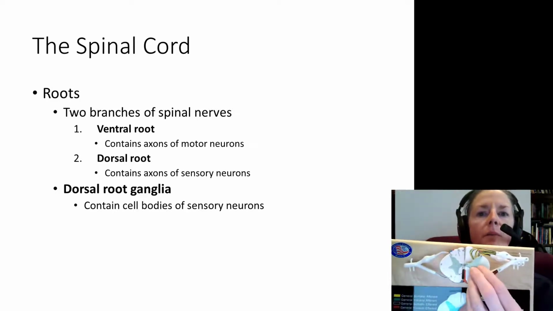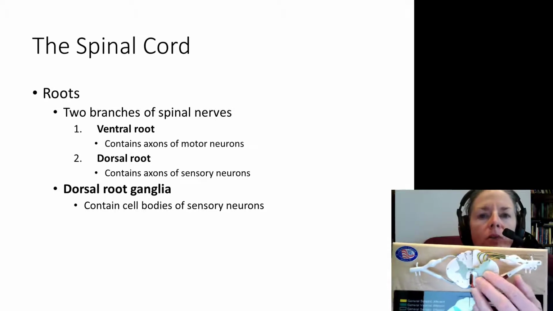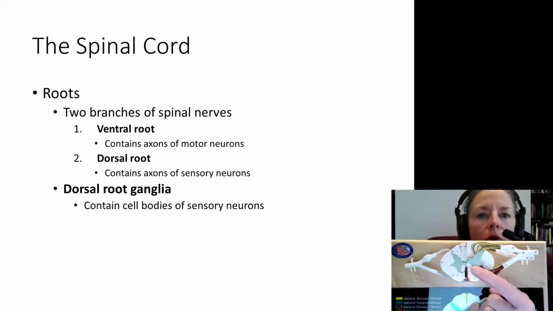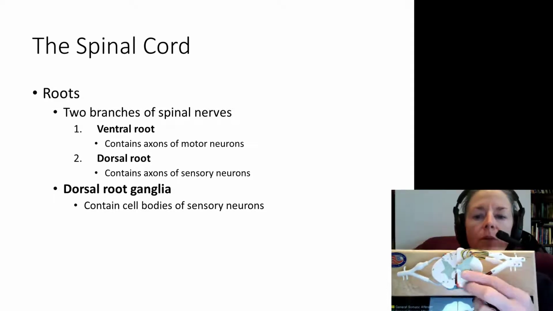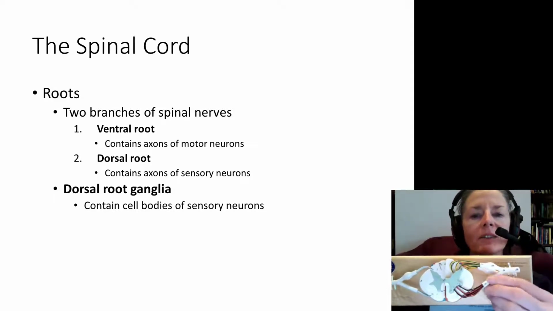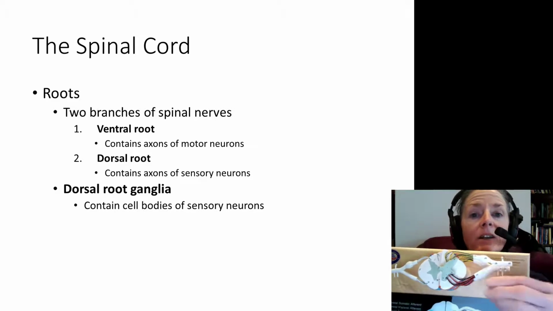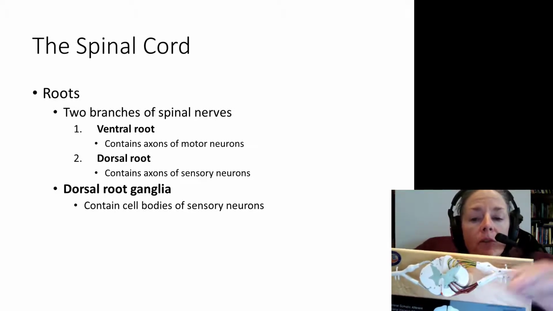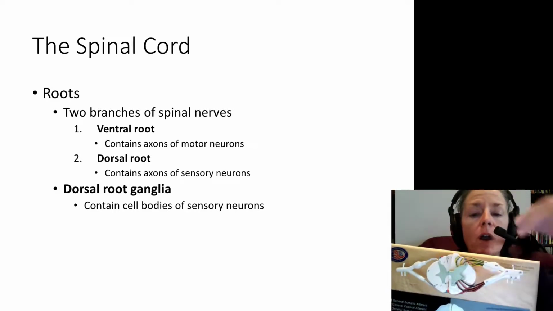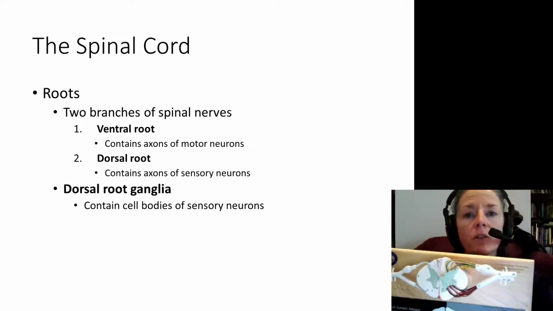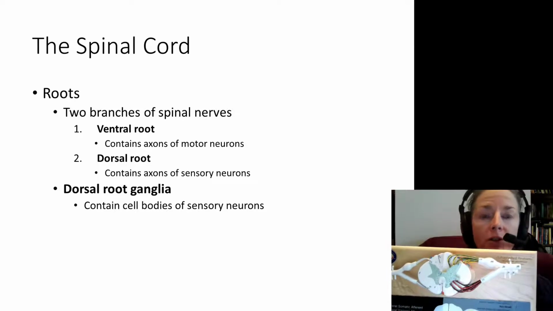But this whole front part of the spinal cord is going to have neurons, basically cell bodies of motor neurons. And those axons are going to exit via this ventral root. So we can think of the ventral root as associated with motor function. The dorsal root will be bringing sensory information into the posterior part of the cord, so we can think of the dorsal root as associated with sensation.